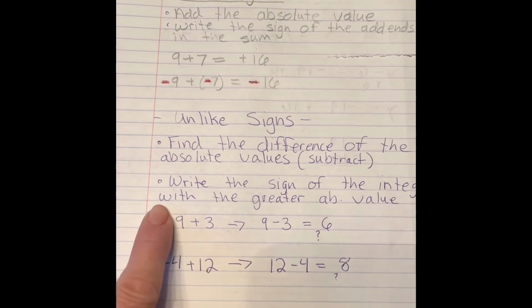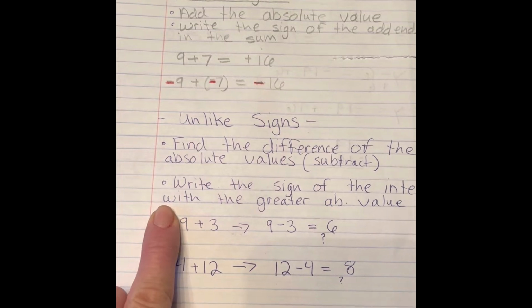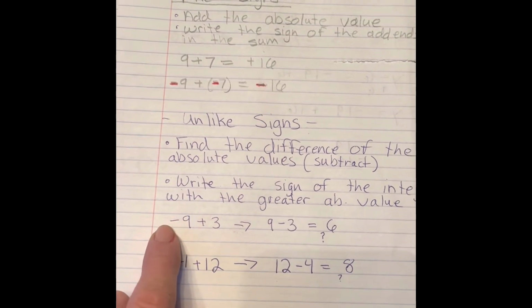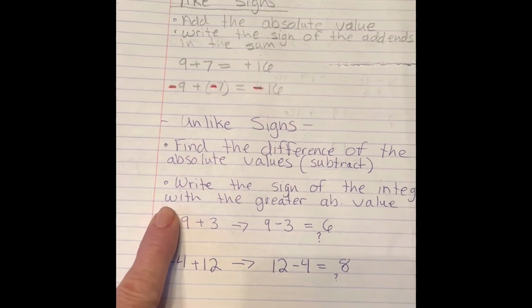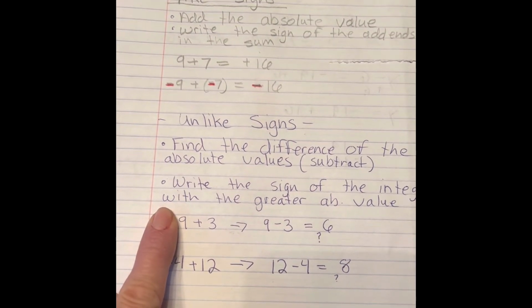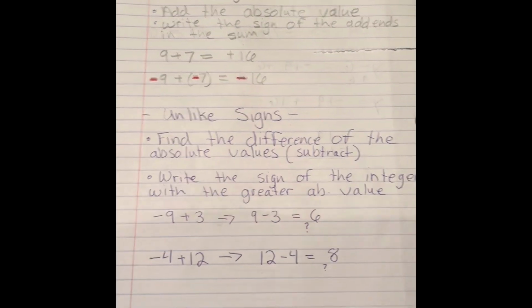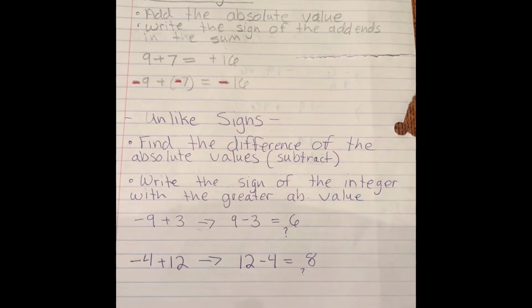Remember, absolute value means how many digits away it is from the 0 on the number line. So you can take the negative off the 9 and know that 9 has a greater absolute value. It's farther away from the 0 on the number line, and the 9 has a negative sign, so our answer also has to have a negative.